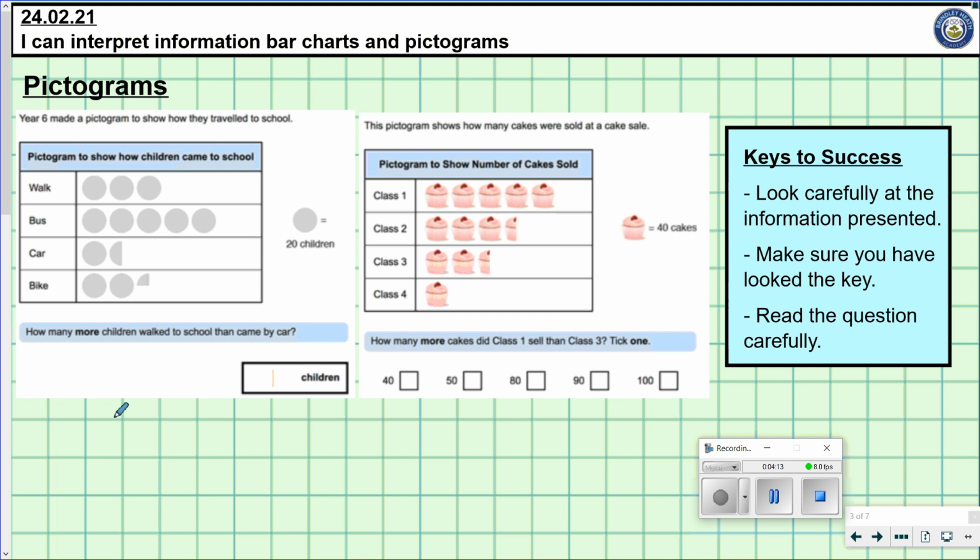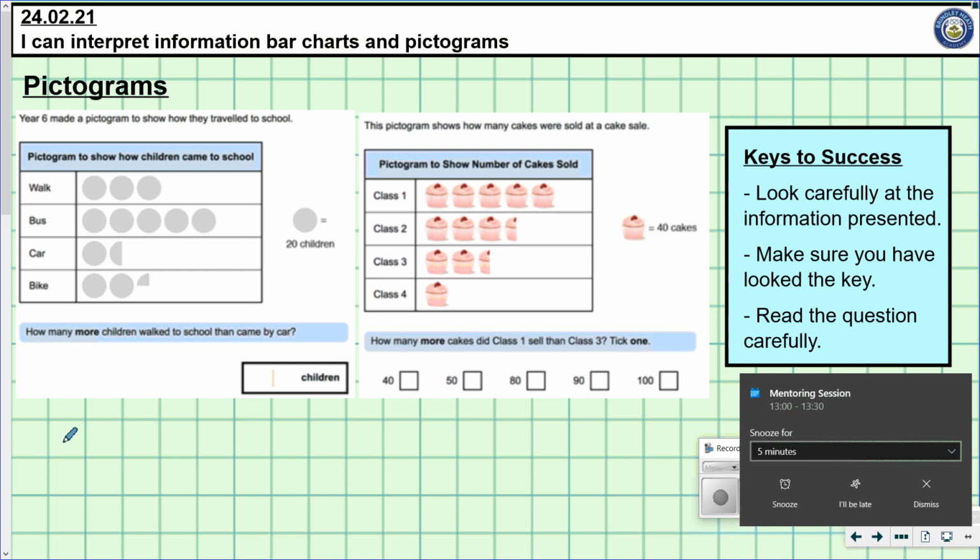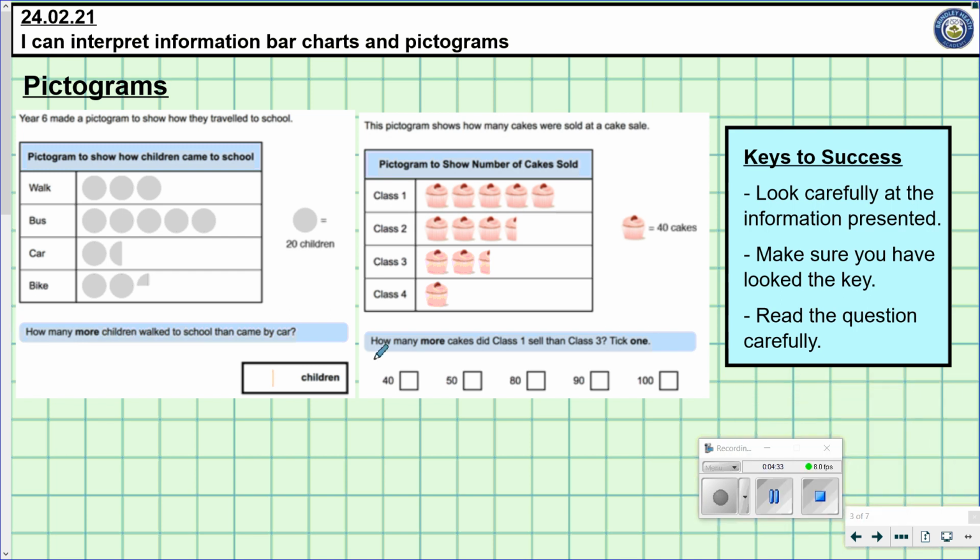Year 6 made a pictogram to show how they travelled to school. Okay, so the pictogram shows how the children got to school. We've got this many children walked, this many took the bus, this many in the car, this many on a bike. Now our question says how many more children walked to school than came by car. So I want to look at the walking column and the car column. Right, I know that one circle equals 20. So I could even label that 20, 20, and 20.